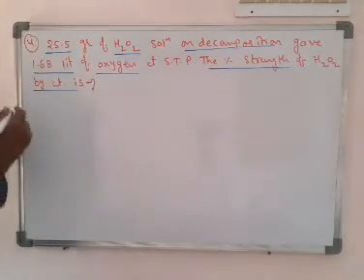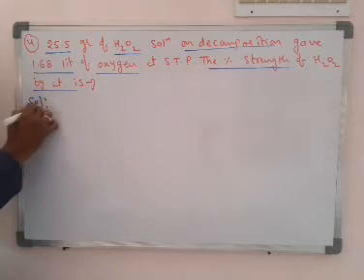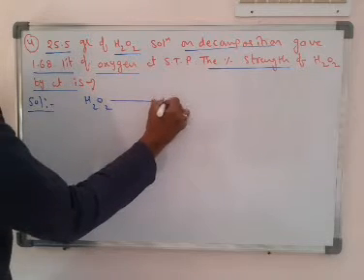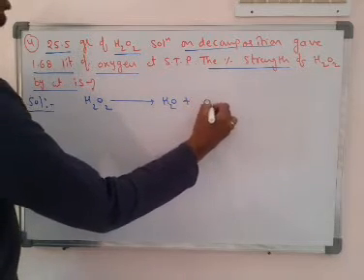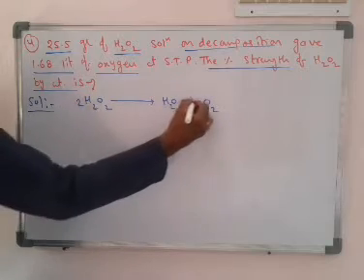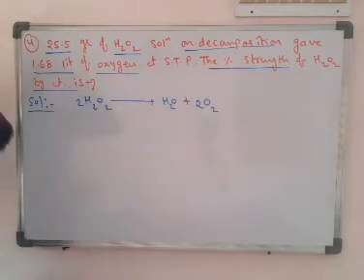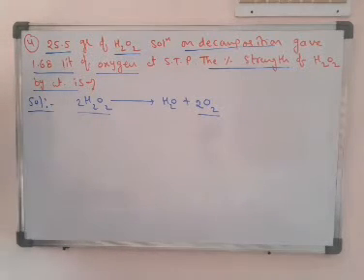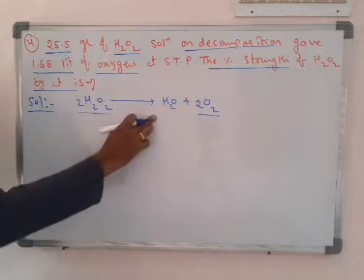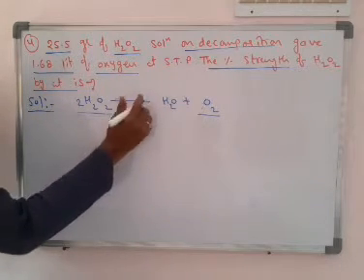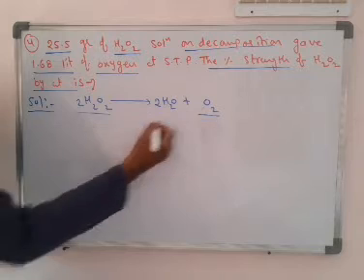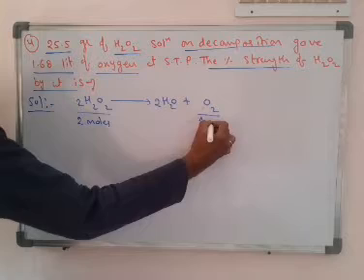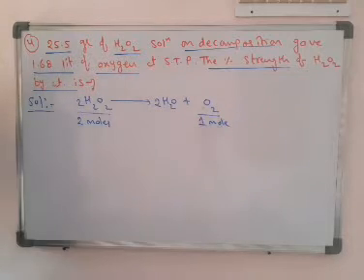So first see the reaction. We must know the decomposition reaction of hydrogen peroxide, which gives water and oxygen. Here we make it balanced. We have to compare the hydrogen peroxide and oxygen. I think it is not balanced, so here we have to put the 2. So here 2 moles of hydrogen peroxide produce 1 mole of oxygen.